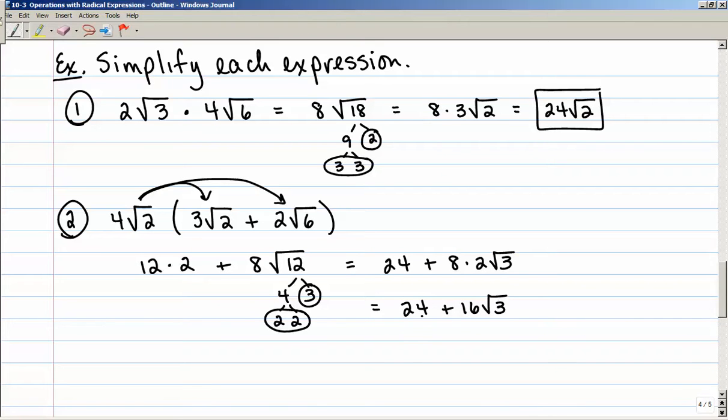Be careful, you cannot add the 24 and the 16. The 16 is being multiplied by the square root of 3, and in order to add those, the 24 would have to have a square root of 3 itself. So there's your final answer.